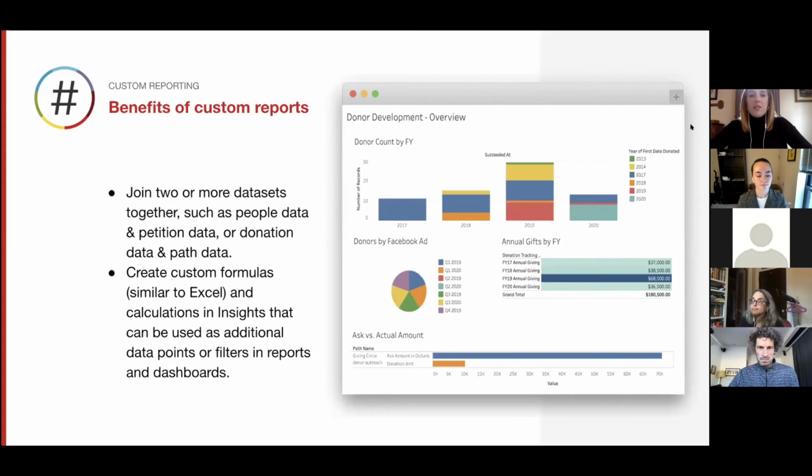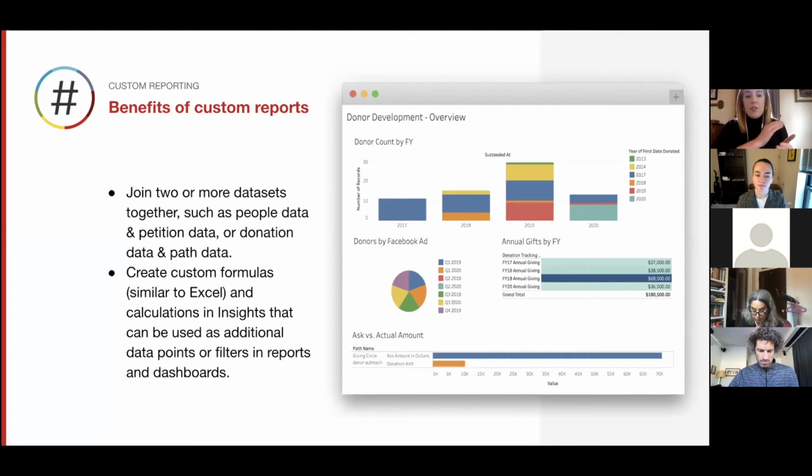So some of the benefits of doing custom reporting, not that I even really need to go into this, because I think everyone on this call knows that doing things custom to your own organization, your own data, is of the utmost importance here. But specifically, you have the ability to join two or more data sets. For example, you could pull together people data and petition data, so group the number of people who signed a specific petition by the state in which they're located.